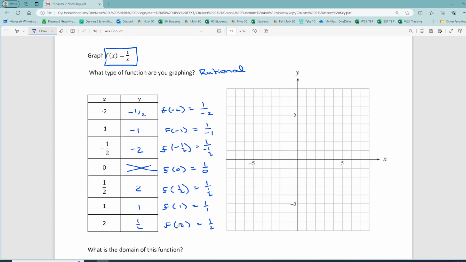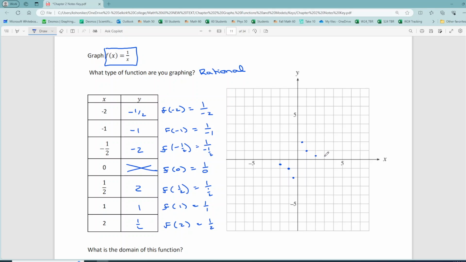Okay, let's try to sketch this. So what we're going to do is plug in these points. We have a point at x is -2, with a y value of -1/2. When x is -1, we have a y value of -1. When x is -1/2, we have a y value of -2. And then on the flip side, when x is 1/2, we get a y value of 2. When x is 1, we get a y value of 1. And when x is 2, we get a y value of 1/2.